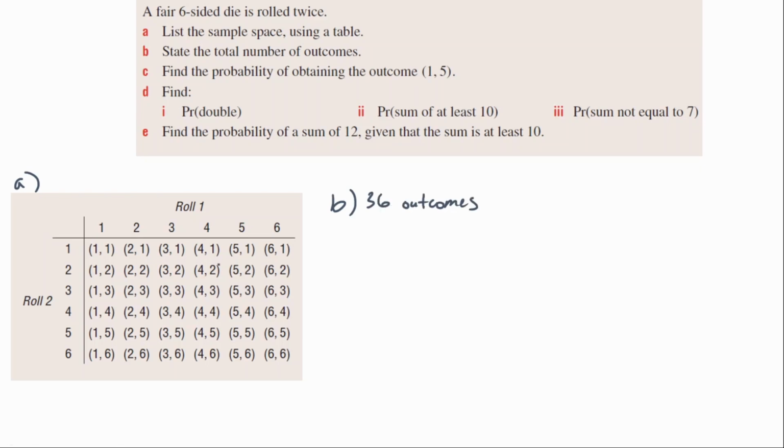Next one, question C, find the probability of obtaining the outcome 1, 5. So that means I roll a 1 first and then a 5. And out of the total, there's only 1 there. So your probability there is going to be 1 out of 36.